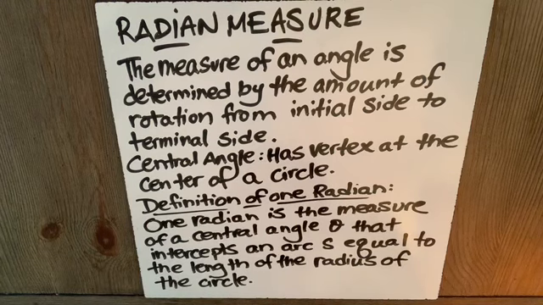The central angle of a circle has its vertex at the center of a circle. So what is a radian? 1 radian is defined as the measure of a central angle, theta, that intercepts an arc S equal to the length of the radius of the circle R. So we could define that as R.